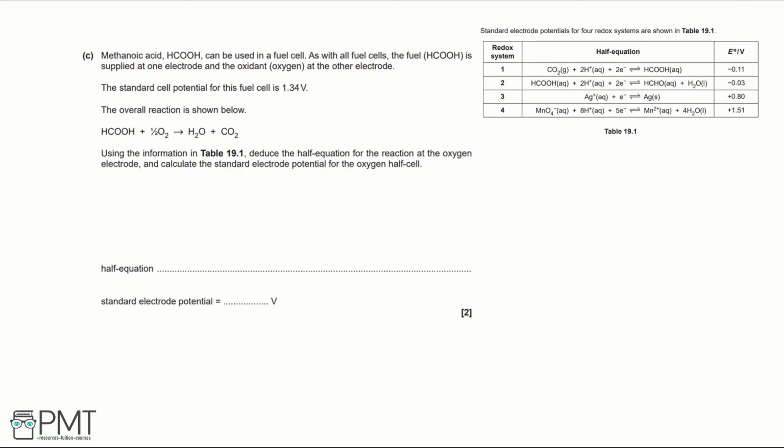So let's highlight the key piece of information. We have the standard cell potential for the fuel cell and the overall reaction, and we're told to use table 19.1. So we want to work out the half equation for the reaction at the oxygen electrode and calculate the standard electrode potential for the oxygen half cell. Firstly, we need to look at table 19.1 and see which redox system has the most similar species to this overall reaction. The most similar is redox system 1.